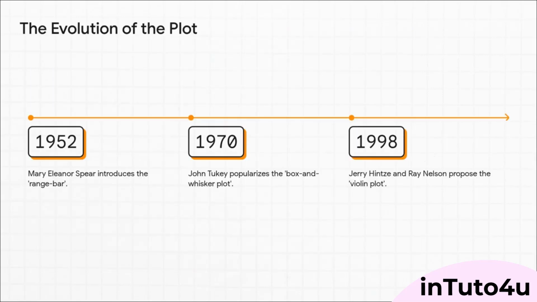And you know, this chart didn't just appear out of nowhere. It's built on decades of smart ideas. The whole journey kind of started back in 1952 with something called a range bar. Then in the 70s, the absolute legend John Tukey made the box and whisker plot famous. And finally, in 1998, Jerry Hinson and Ray Nelson put all the pieces together and gave us the violin plot.